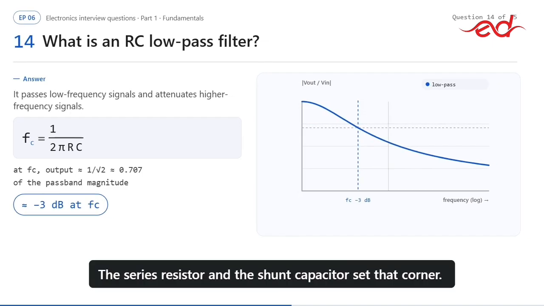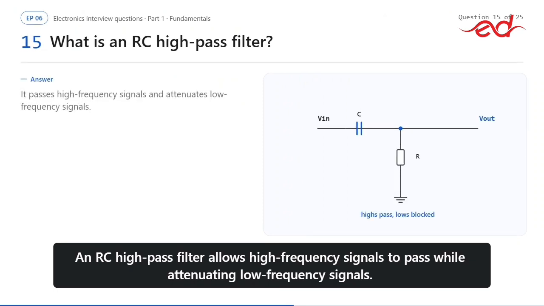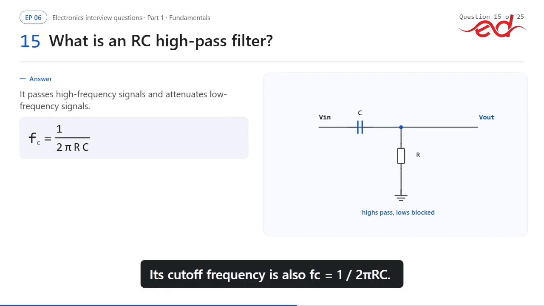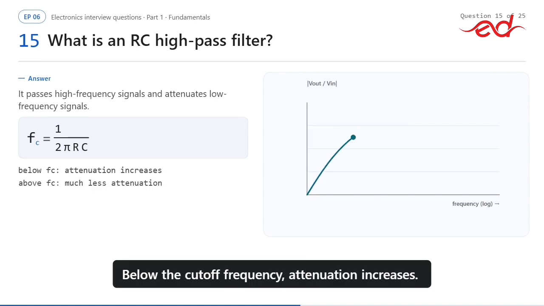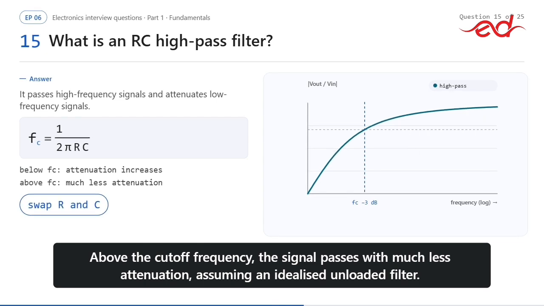What is an RC high pass filter? An RC high pass filter allows high frequency signals to pass while attenuating low frequency signals. Its cutoff frequency is 1 upon 2 pi RC. Below the cutoff frequency, attenuation increases. Above the cutoff frequency, the signal passes with much less attenuation, assuming an idealized unloaded filter.